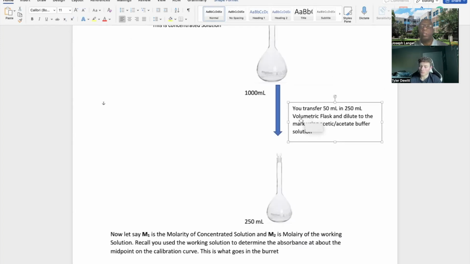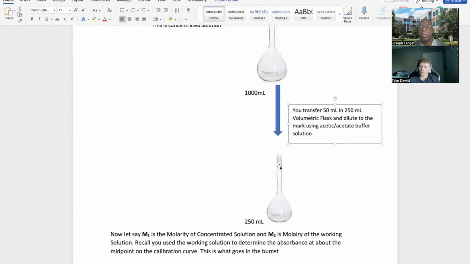Once you have your concentrated solution, here is the working solution. Still, we don't know molarity 1, molarity 2. Remember, the concentration here is molarity 1, the concentration here is molarity 2. We're still tagging it the way we call it in the standard. M1 is for the 1,000 ml flask. M2 is for the 250 ml flask. You see how you keep track of M1, M2, right?